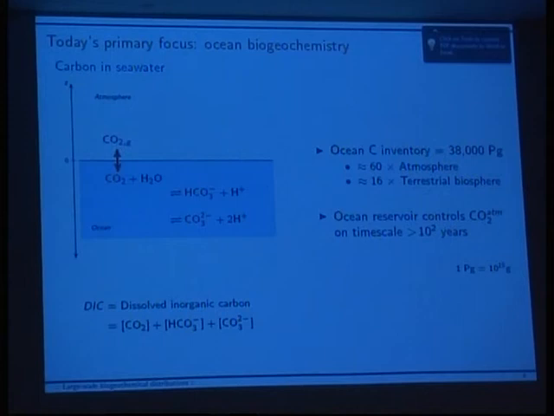A small primer here on carbon chemistry in seawater. We have CO2 in gas form in the atmosphere. It is dissolved in the ocean, combines with water, and the trick is here that as it combines with water, it splits up into different carbonate ions and hydrogen ions. Because of the split up, the ocean is able to take up more CO2 than it would be otherwise. It takes a while before it's saturated. That makes the ocean a very efficient sink.